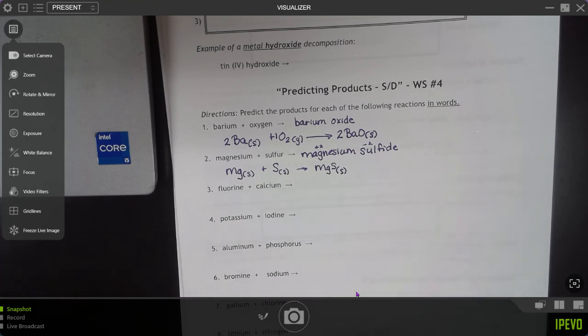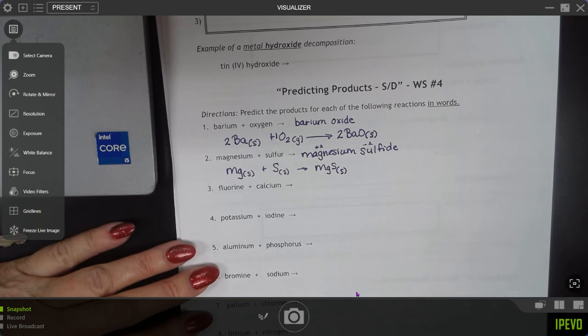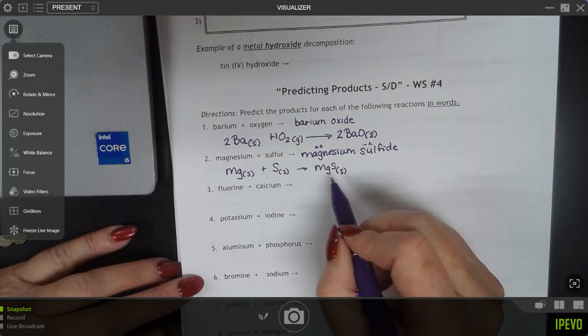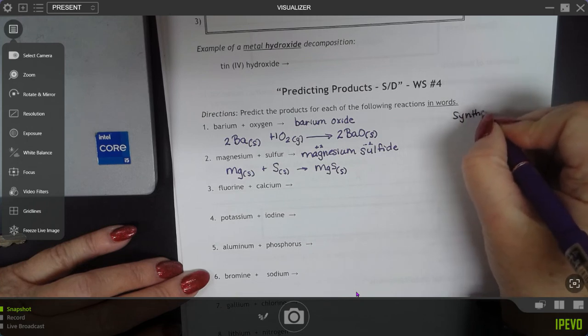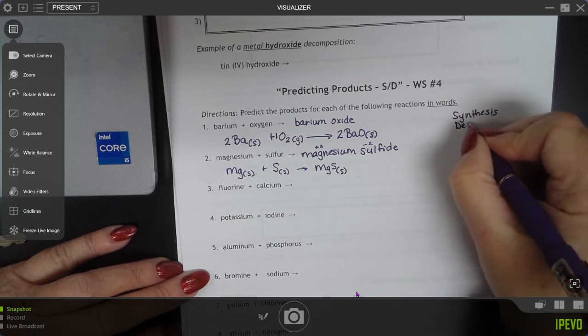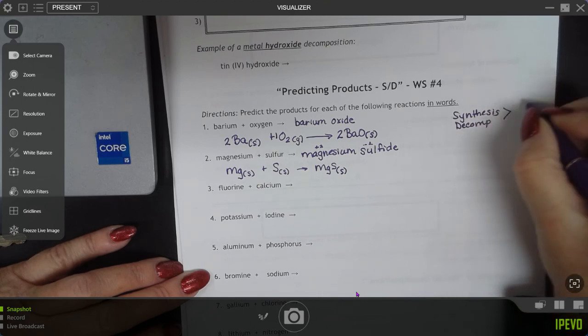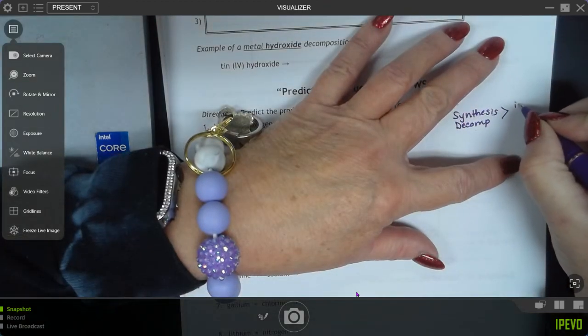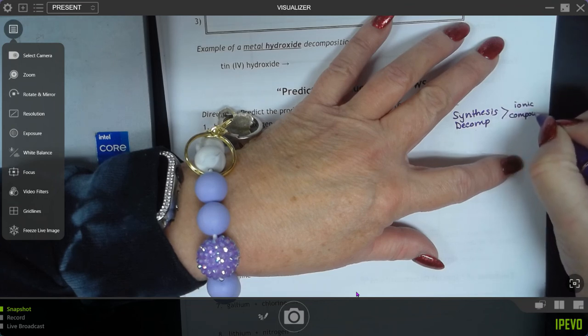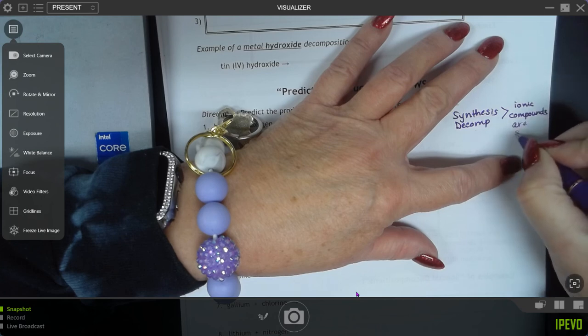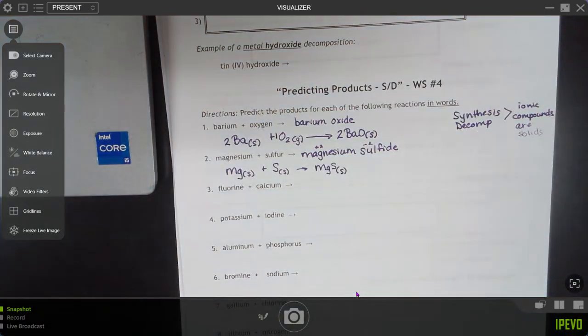I have had you identify the elements as solid, liquid, or gas, but I also want us to start identifying the compounds. In synthesis and decomposition reactions, ionic compounds are solid. So keep that in mind as you're going through these.